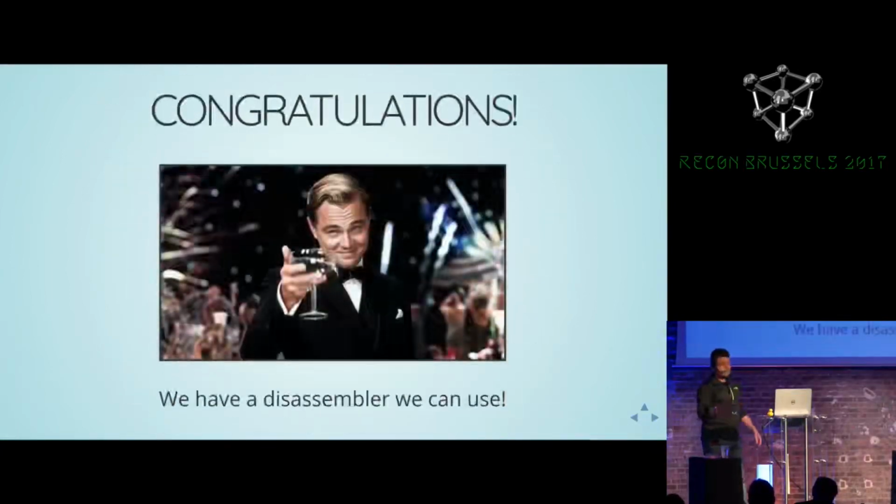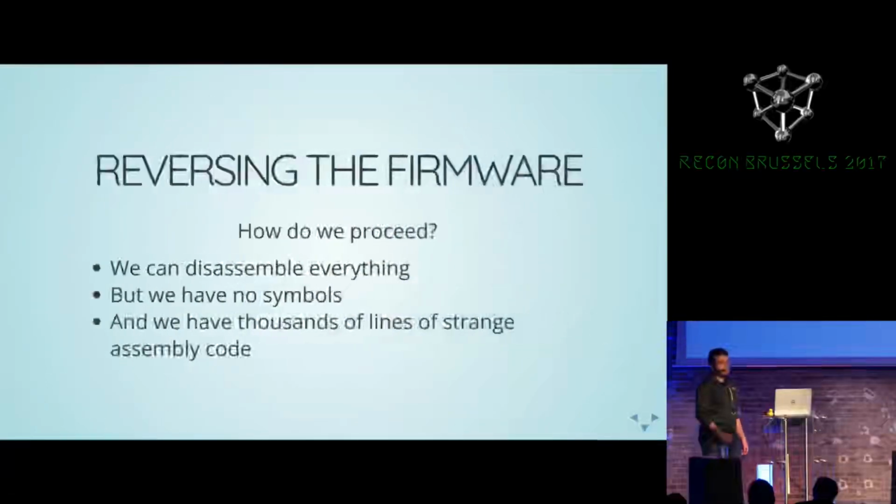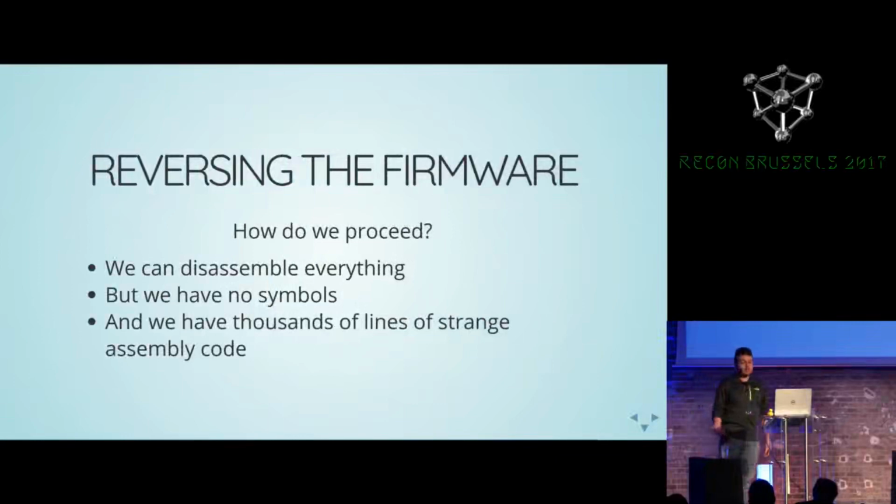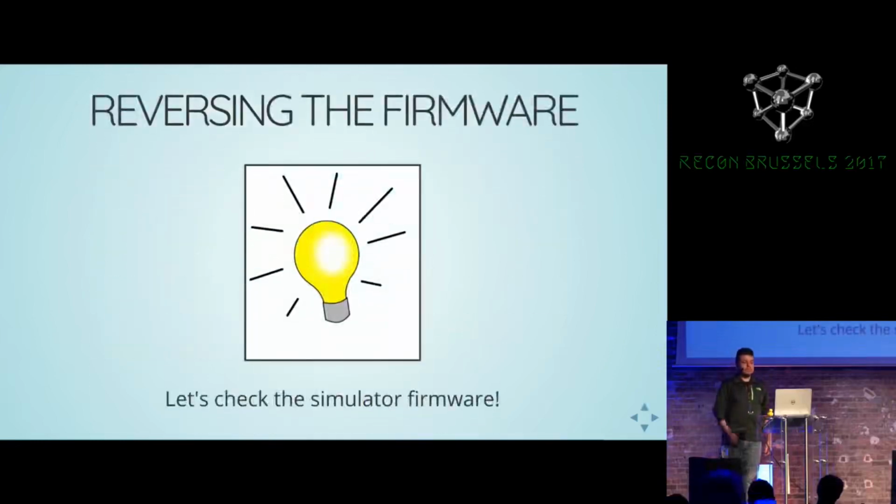After completing all this, we had a disassembler we could use. So what can we do now? You can disassemble everything, but we have no symbols. And we have thousands of lines of this strange assembly code where you can't even calculate when it jumps to another location, where it will return. It's awful. Okay, so let's check the simulator firmware.